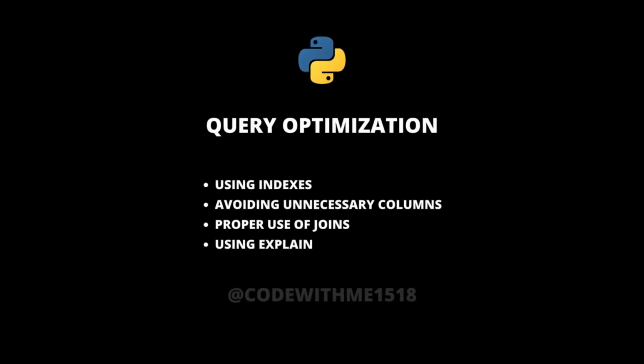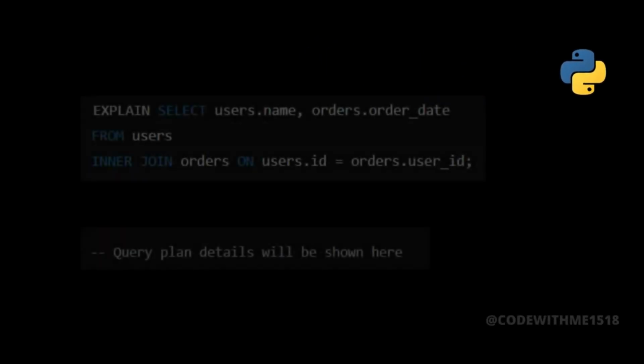Now, let's talk about query optimization. Some techniques include using indexes. As we've seen, indexes speed up data retrieval. Avoiding unnecessary columns: select only the columns you need. Proper use of joins: ensure you're using the most efficient join for your query. Using EXPLAIN: this command helps you understand how your query is being executed. Here's how to use EXPLAIN to analyze a query.